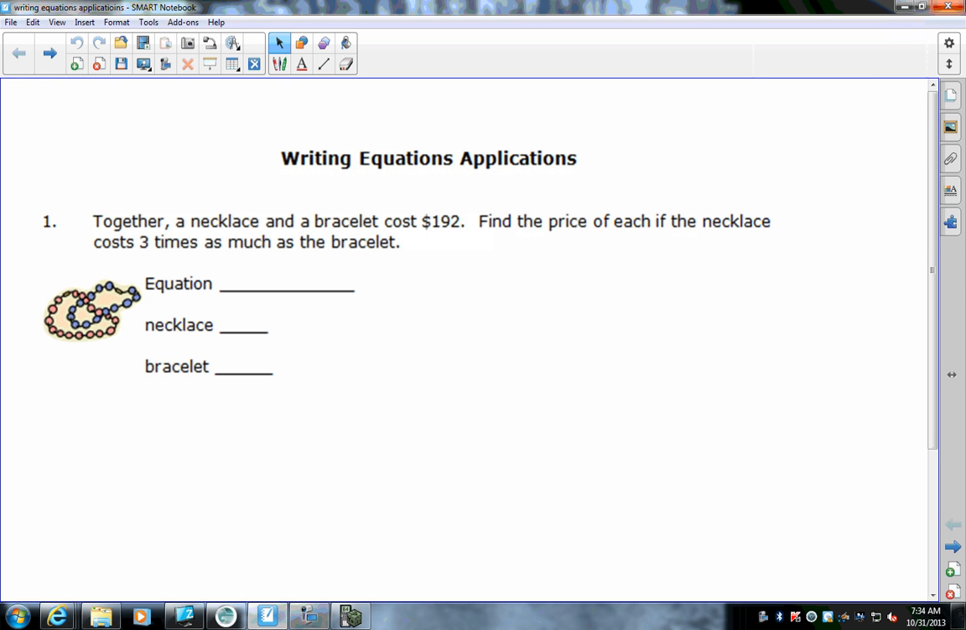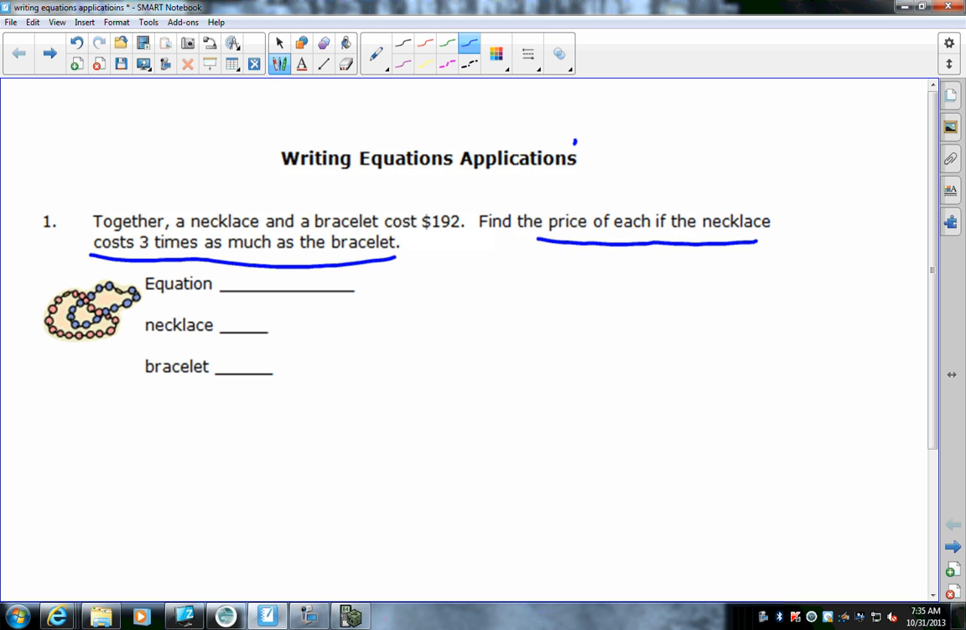All right, we're going to be solving equations, but we're going to use it with the applications with the word problems first. Okay, so the first one says, together a necklace and a bracelet cost $192. Find the price of each if the necklace costs 3 times as much as the bracelet. Okay, so there's a couple different things going on. First off, it says if the necklace costs 3 times as much as the bracelet.